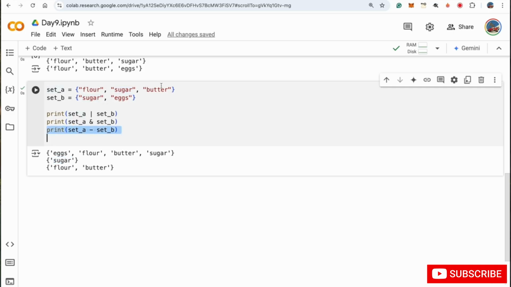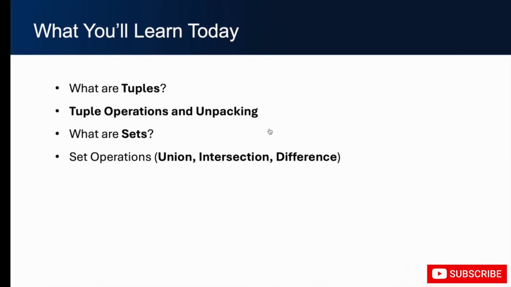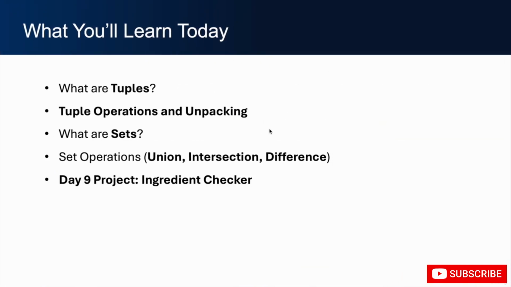Set A minus set B. So if I remove items that are in B from A, which is sugar, then I get flour and butter is what I get out here. So that brings us to our day 9 project, which is ingredient checker. The goal here is to build an ingredient checker that helps users identify missing ingredients from a recipe and extra ingredients not listed in the recipe.